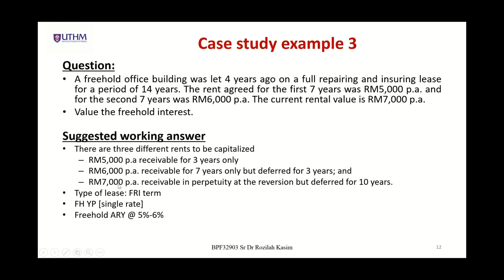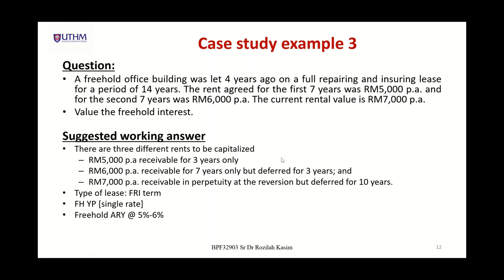We go to the case study example 3. Okay, this example 3 is about an office building that was let 4 years ago, on full repairing and insuring terms, for the next 14 years. But this lease agreement has 2 reviews for the next 14 years, which is the first 7 years they agreed for 5,000 per annum, and the second 7 years will be agreed for 6,000 per annum. So the current rental value is 7,000 per annum.